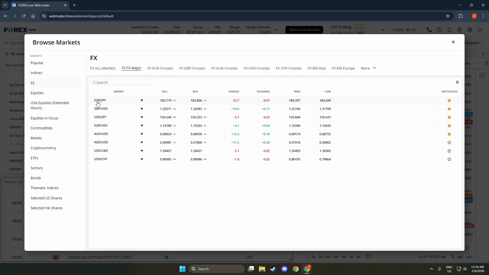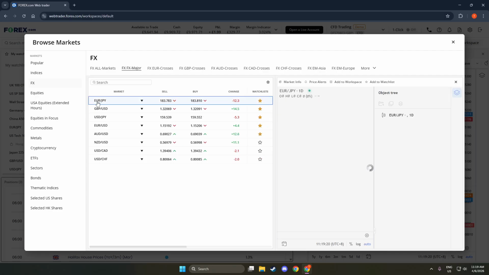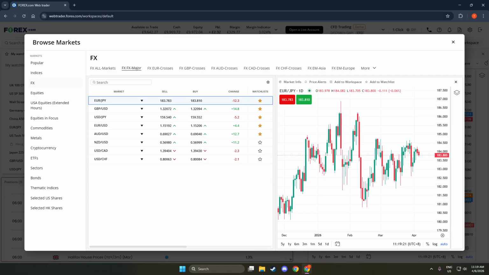Now take a moment to analyze the chart. Look at how price has been moving. Is it trending up, trending down, or moving sideways? Adjust the time frame to suit your plan. Shorter time frames for quick trades, longer ones for a broader view.